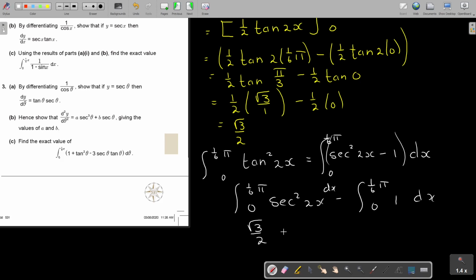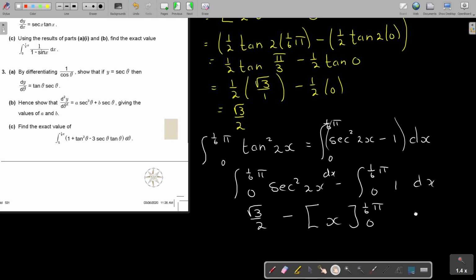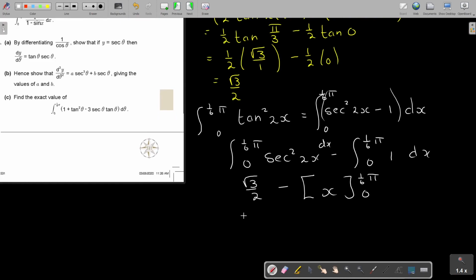Now I must still, if I do this one, it's x, evaluated from 0 to 1 over 6 pi. So let's see if I can finish this off. It's square root 3 over 2 minus, let's keep the bracket, 1 over 6 pi minus 0.